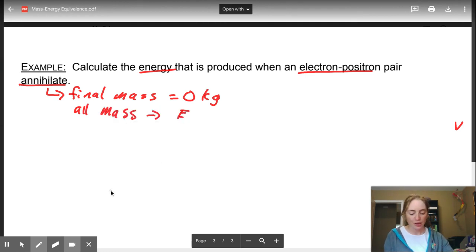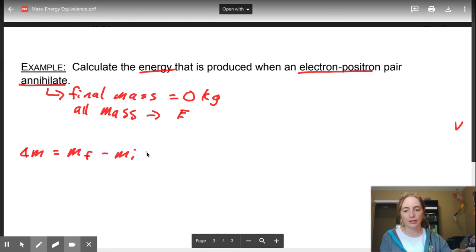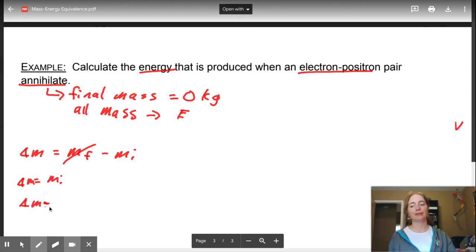Okay. So, ladies and gentlemen, with our delta M, your M final minus your mass initial, where there is no final mass. Okay, and recall it's an absolute value. So that means our delta M is just going to equal our initial mass, because all that's going into energy. Well, how do I get the mass of an electron-positron pair?